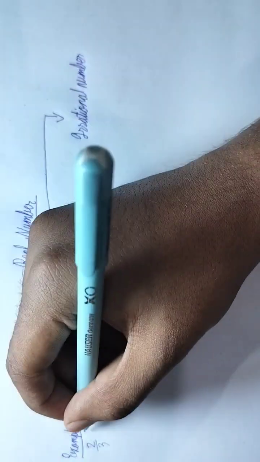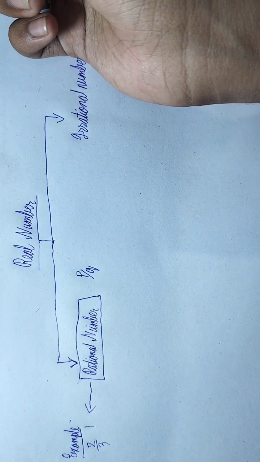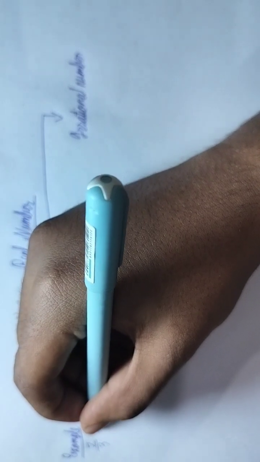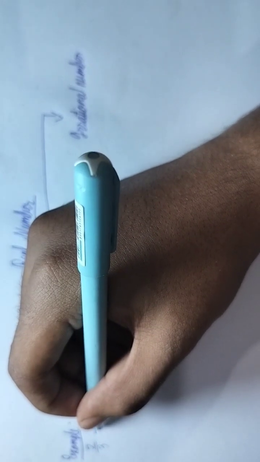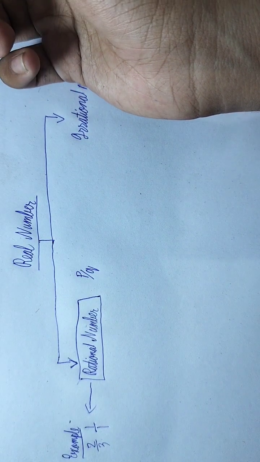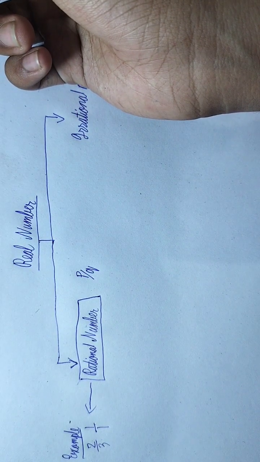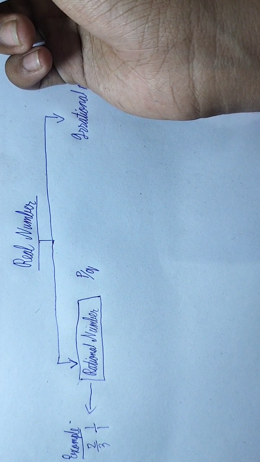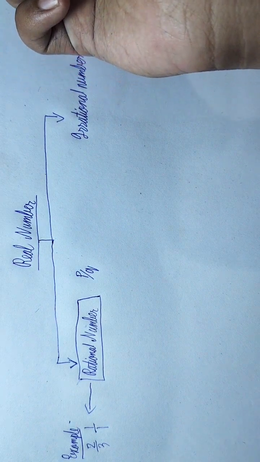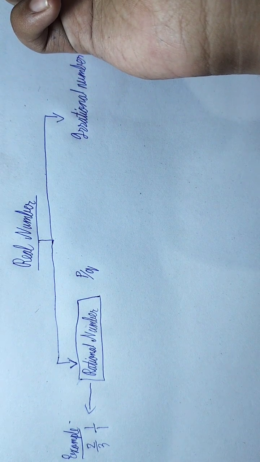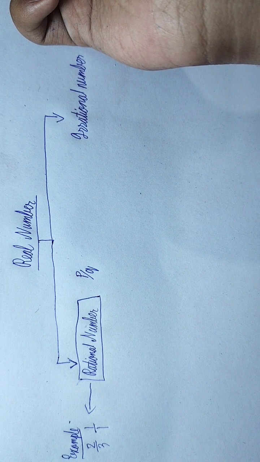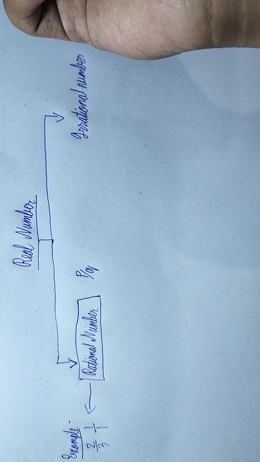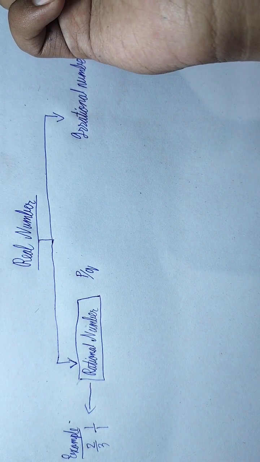If anyone says 1 is a rational number, yes, because we can write 1 in p by q form by putting denominator 1. If anyone says 0 can be written in p by q form, yes, 0 also can be written in p by q form. Like you can write 0 by 10, 0 by 11, 0 by 12, unlimited. You can write 0 by any number, but 0 by 0 is undefined.